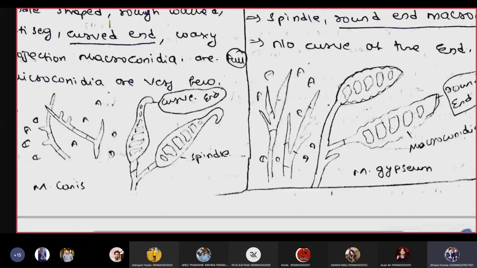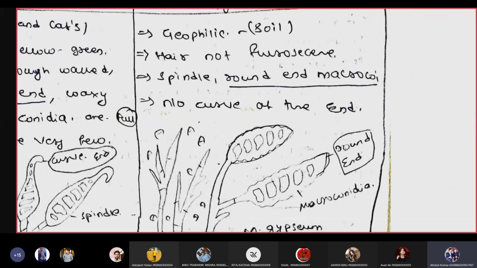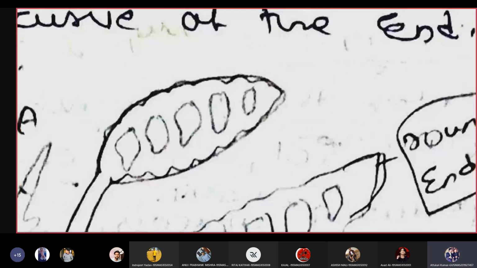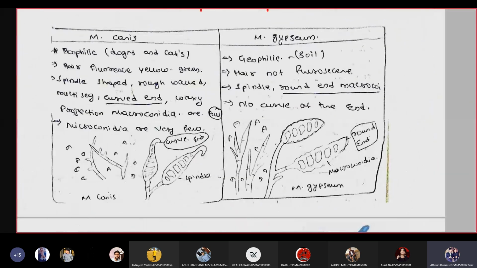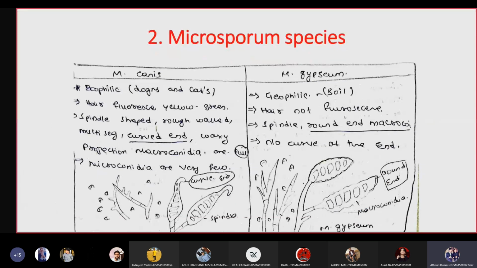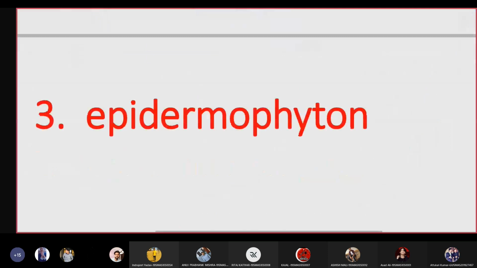Whereas M. gypseum is geophilic in nature. That means it is usually present in the soil. Hair is not fluorescent. It is spindle shaped and round-ended. So the edges will be round-ended and no curve at the end. There is no curvature at the end. So this is how you can identify the differences between M. canis and M. gypseum.